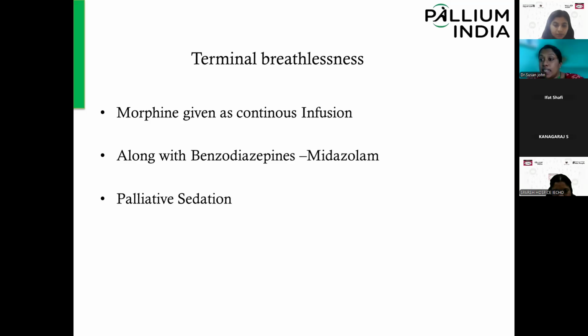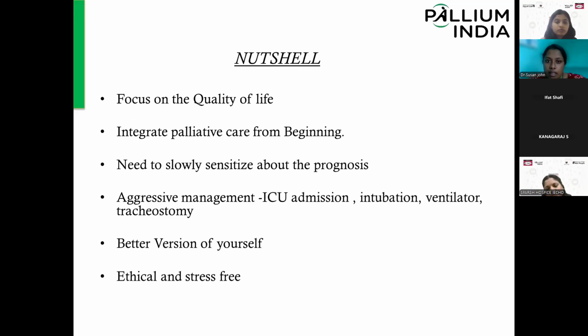If the patient has terminal breathlessness, it is very difficult to manage. So during that terminal breathlessness stage, we can give morphine as a continuous infusion along with benzodiazepines like midazolam. If the patient is not responding to this, we can consider palliative sedation. So, continuous infusions of morphine and benzodiazepines like midazolam. If needed, the patient is also given a haloperidol infusion, an antipsychotic. So these are the management of terminal breathlessness.